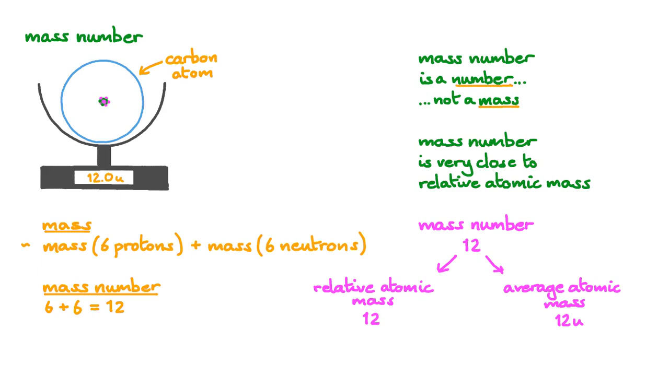But let's see what happens when we have one more neutron in our carbon atom. The first thing we notice on our magic scales is that the mass of the atom has increased by about 1 unified atomic mass unit.